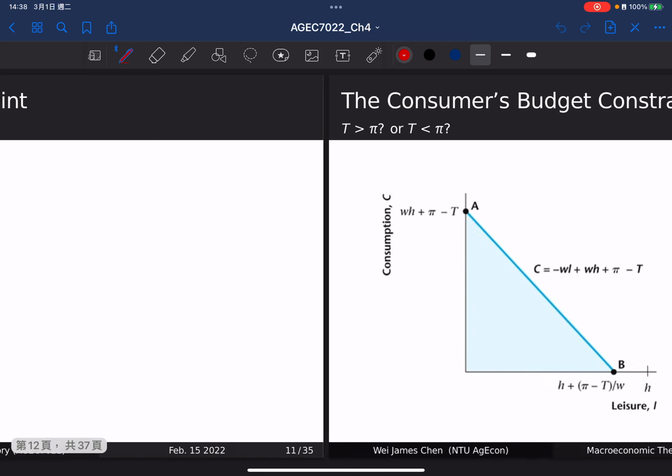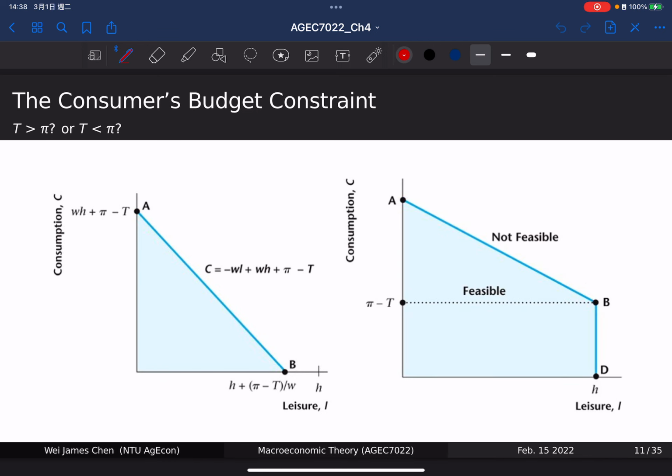Okay, but the other case: actually this intercept point is still there. Last time I drew a line here, remember? It connects all the way down to here. At this point, your leisure is still H plus pi minus T divided by W. But here, when T is less than pi, this term is positive. So what it suggests is that when your consumption equals 0, your leisure is H plus some positive term. That means you spend more hours on leisure than you possibly can. It's more than your physical time of hours per day or per week. So that's not possible, right?